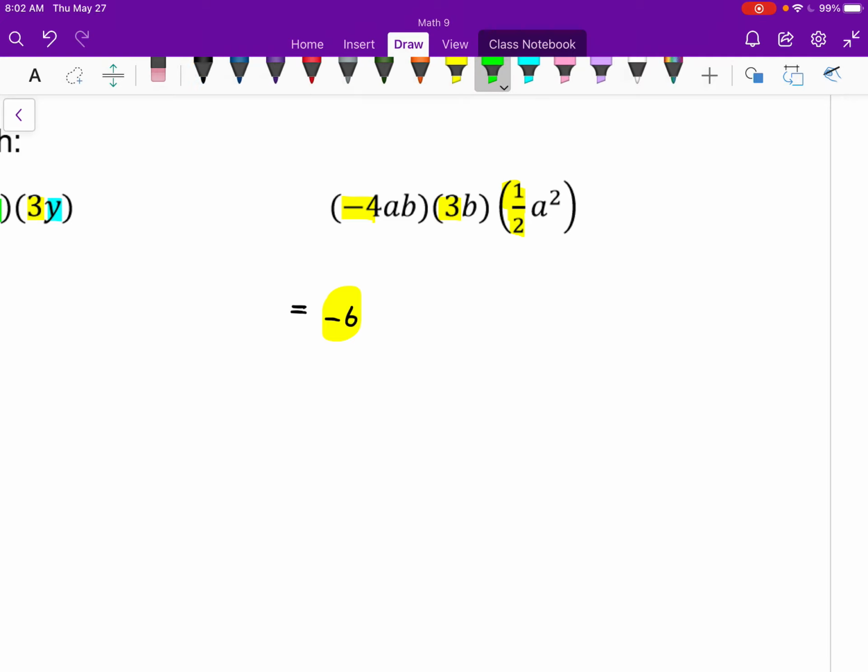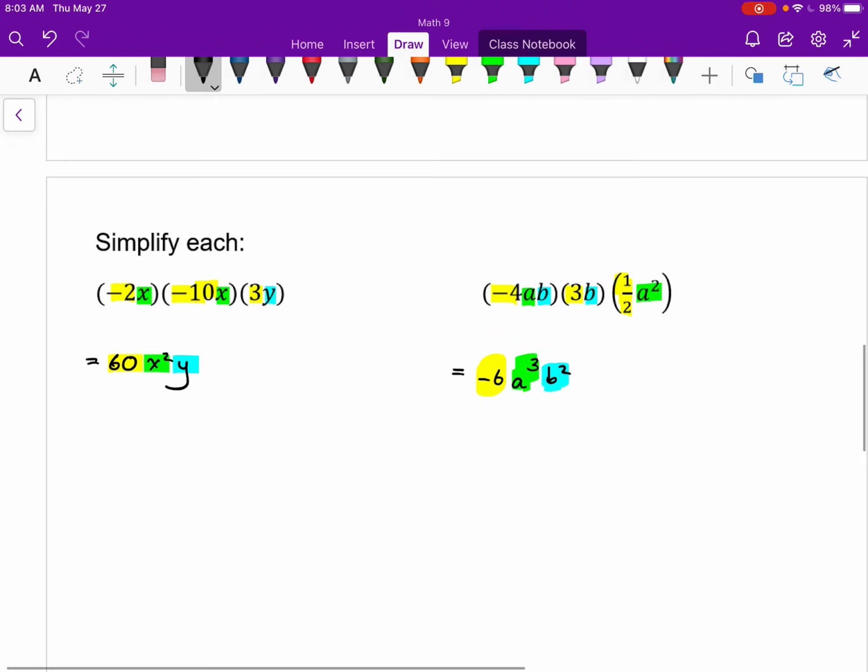Now my variables. Let's look at a. I got a times a squared. So I have a times a, because this means a times a. So I have a times a times a. I have 3 a's all being multiplied to each other. And lastly, my b. So b times b is b squared. All good.